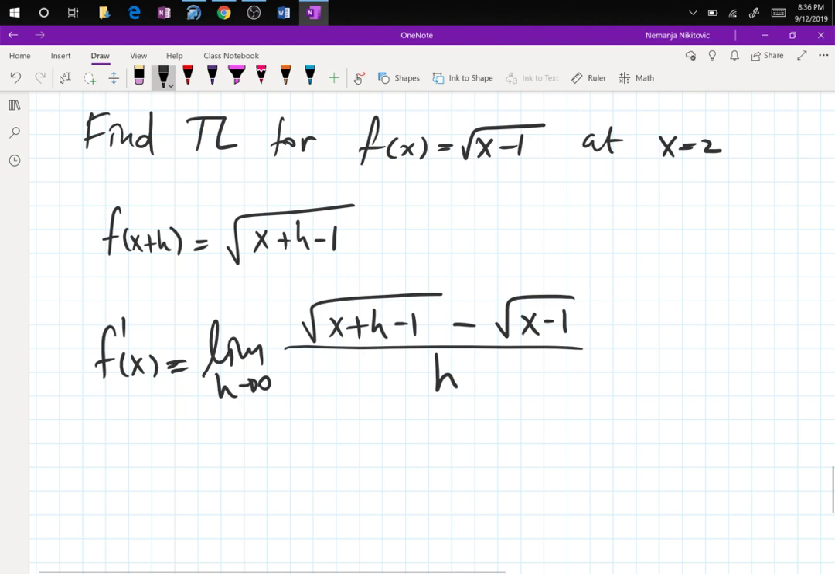What do we do here? Well, the only thing you can do is what? You have square roots. Can't square because I only have one expression.